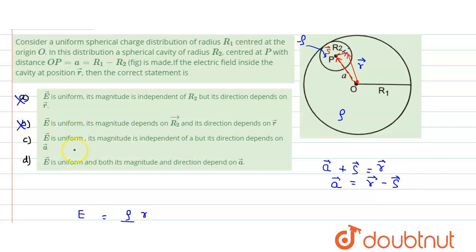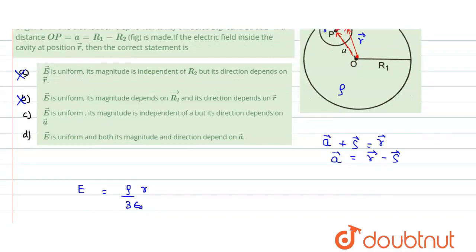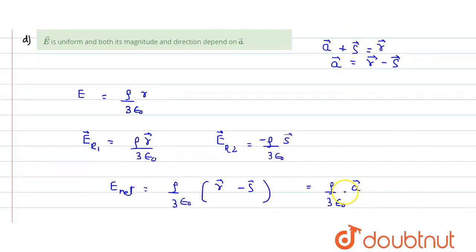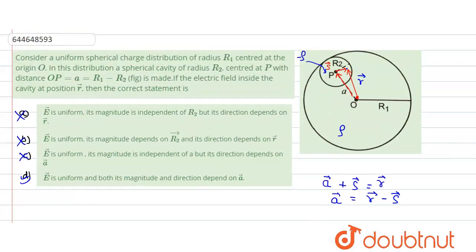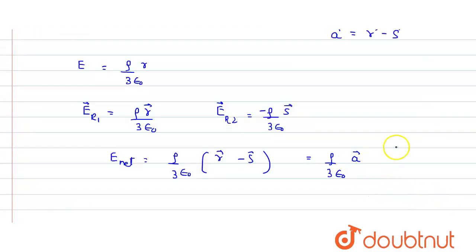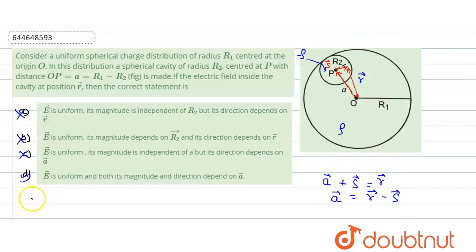It is depending upon the a vector. E is uniform, its magnitude is independent of a, but direction depends upon a. The direction is just along the radial location, so we can say that the direction depends upon the a vector. Now E is uniform and both its magnitude and direction depend on a. So this is basically correct and the other is incorrect, because magnitude is independent of a is wrong: if we check in this expression, magnitude is depending upon a. So the correct option in this case would be our D option.